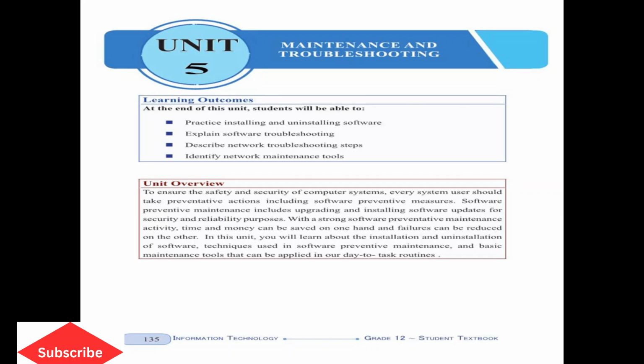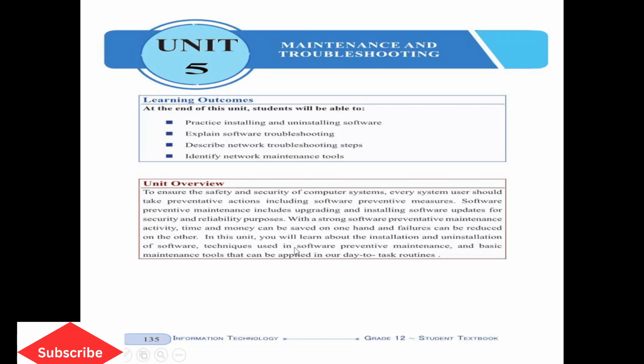There is a preventive measure and there is troubleshooting. Preventive means protecting a system from failure before it fails, and after failure, troubleshooting is finding the solution. Software preventive maintenance includes upgrading. We have to upgrade our computer software and install software updates for security and reliability purposes.